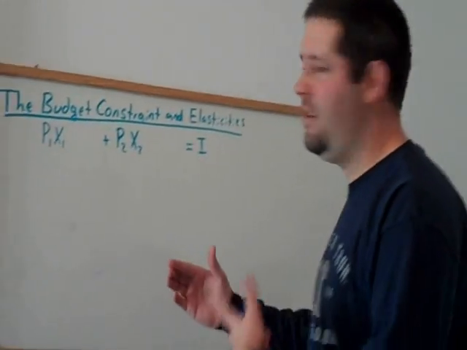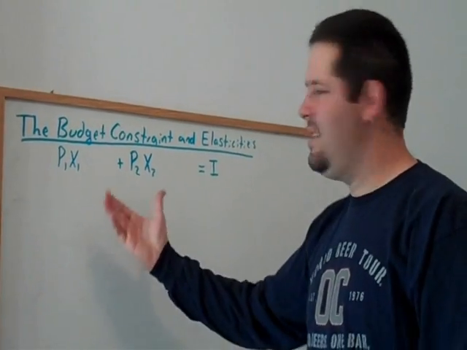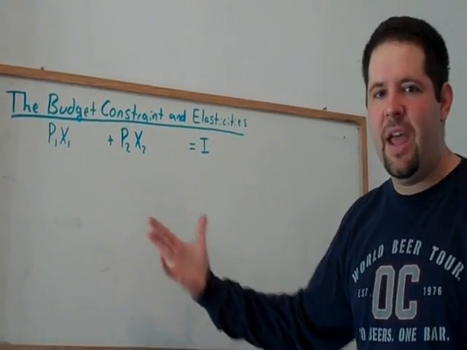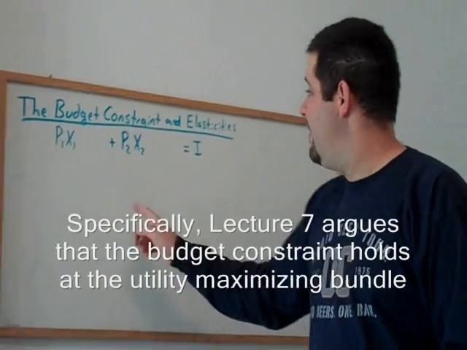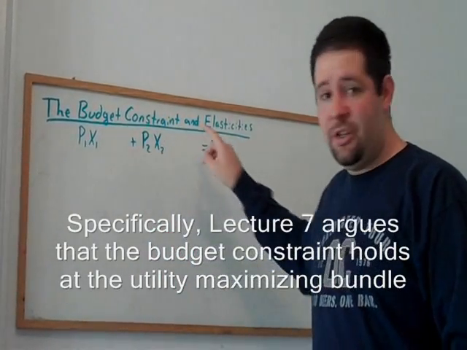In this video, I demonstrate the importance of the budget constraint in learning something about how consumer behavior actually works. So let's come over here and take a look at a two-good example. Now, this is just the budget constraint. And as previous videos have shown, at the optimum, we have the budget constraint holding.